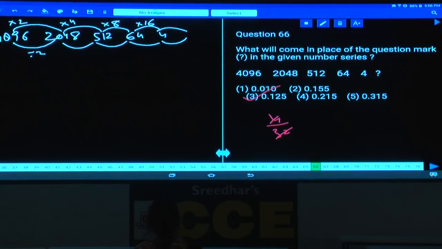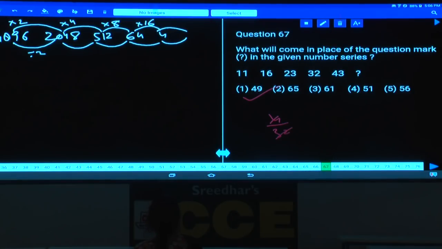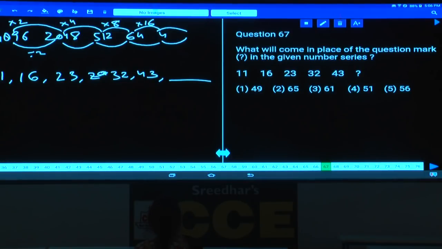Then question number 67. Now in this 67, what is given? 11, 16, 23, 32, 43. Now if you observe here, the numbers are increasing at a very small rate. As the numbers are increasing at a very small rate, here it must be under difference. 11 plus 5 is 16, 16 plus 7 is 23, 23 plus 9 is 32, and 32 plus 11 is 43.